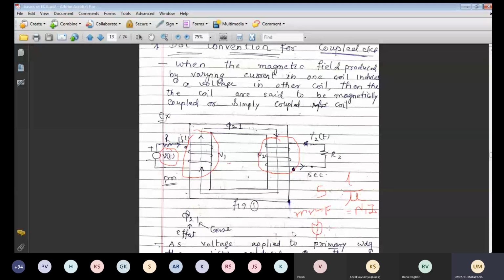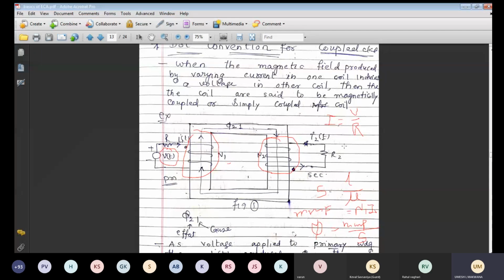That flux is given by MMF upon reluctance. That is the same as the electrical circuit analogy, which is V upon R. Instead of V here we have MMF, instead of R here we have S, that is reluctance, and instead of I we have flux phi, right? Now this flux phi is produced, which is linked with the winding.